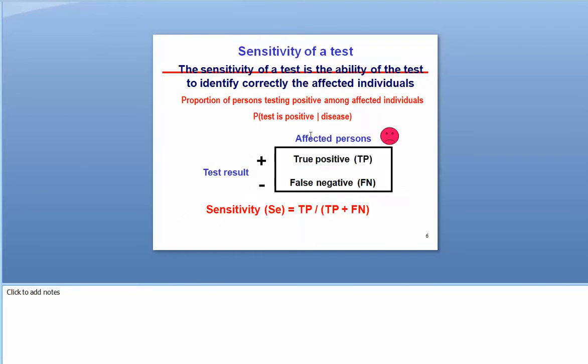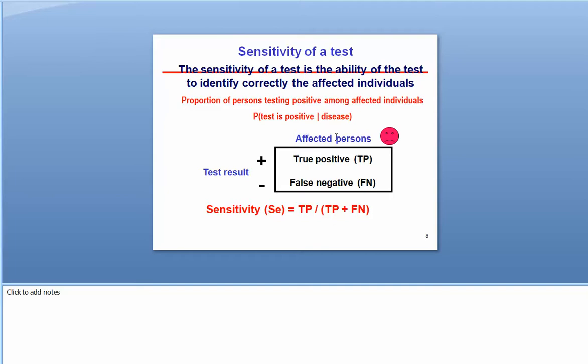Now, first of all, sensitivity of a test. The sensitivity of a test is the ability of the test to identify correctly the affected individuals. Because now see, you will have a whole lot of affected persons. When you do the test, some may come positive out of these affected, some may come negative. Now this is bad. This is saying that the test is not good. So the false negatives, abbreviated as FNs, should be as small as possible for a test to be effective, right?